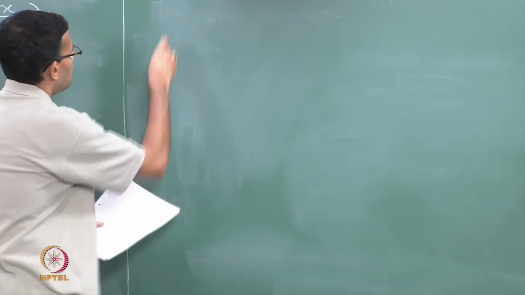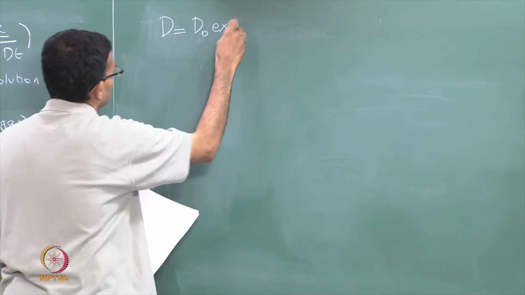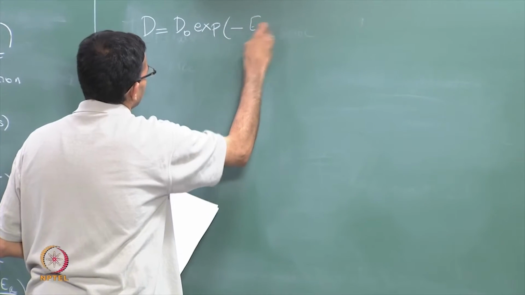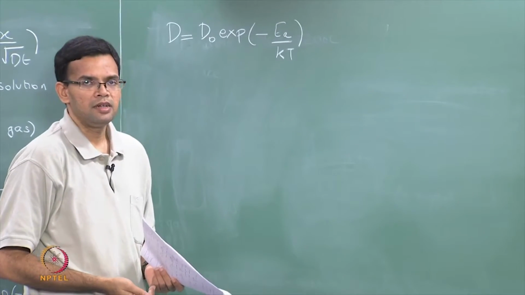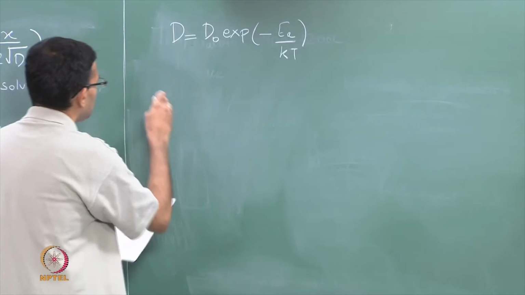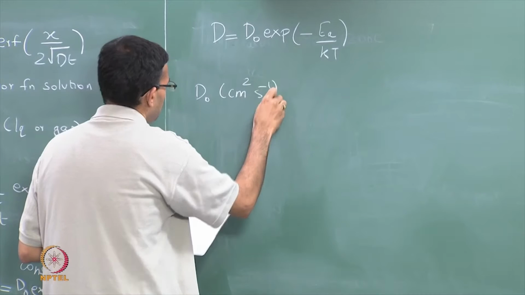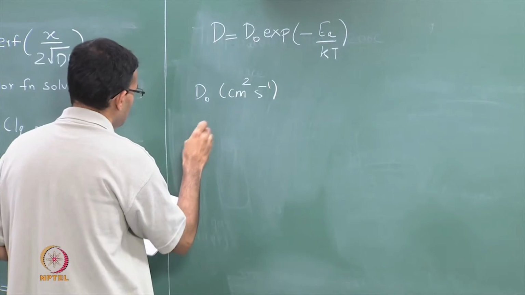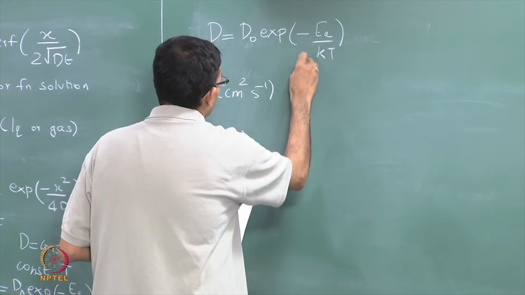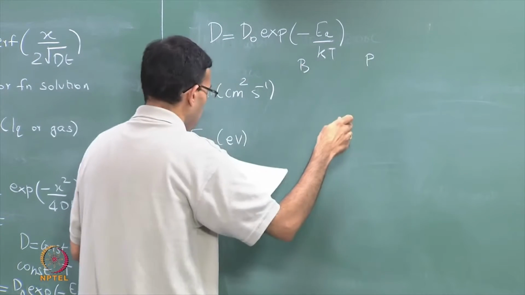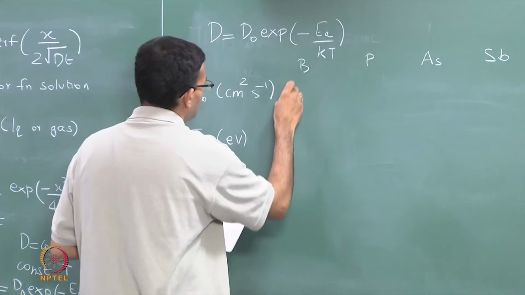So in the case of thermal diffusion, we can write D as D naught exponential minus EA over kT. These values can be tabulated for the different dopant materials. The unit of D naught is the same as D, so centimeter square per second or meter square per second. EA is in electron volts. So you have boron, phosphorus, arsenic, antimony.